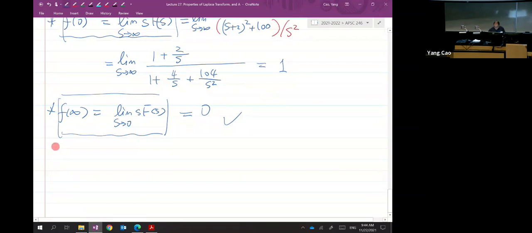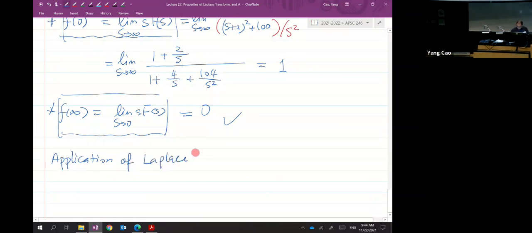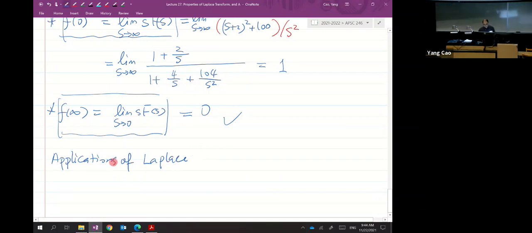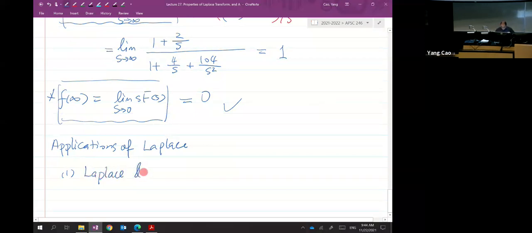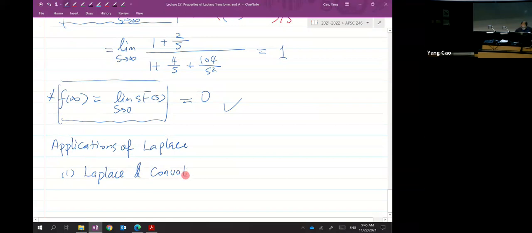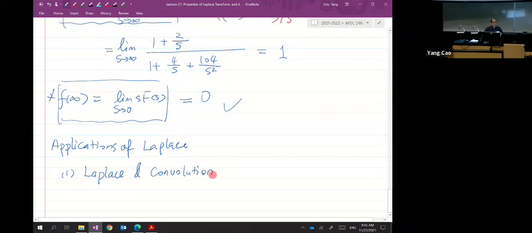I don't have much time, but I can just write down one property, one application. I do have a couple of applications that we can show of how to use the Laplace transform. The number one application is the relationship between Laplace and convolution. So we're getting back to this convolution again.